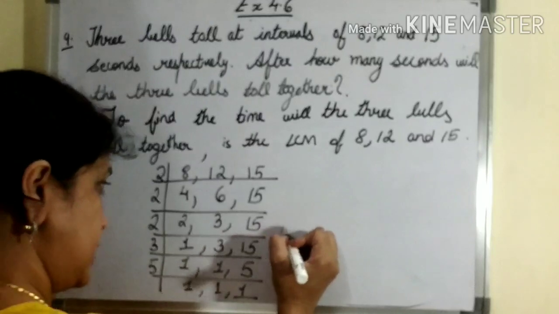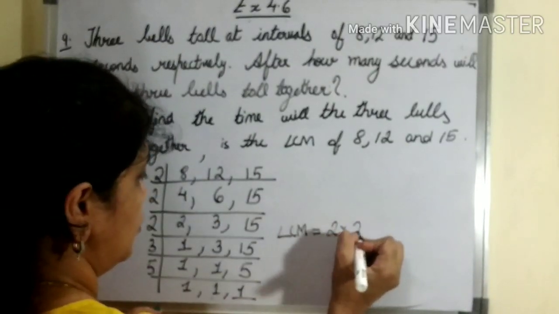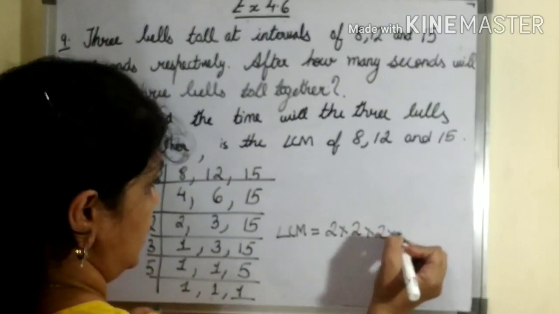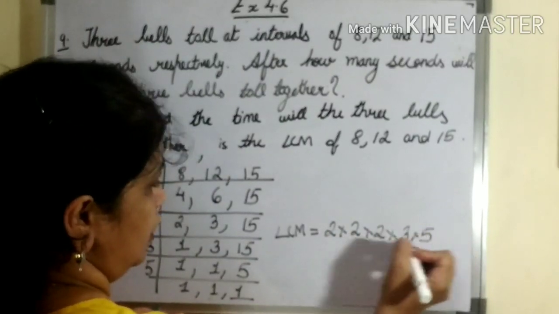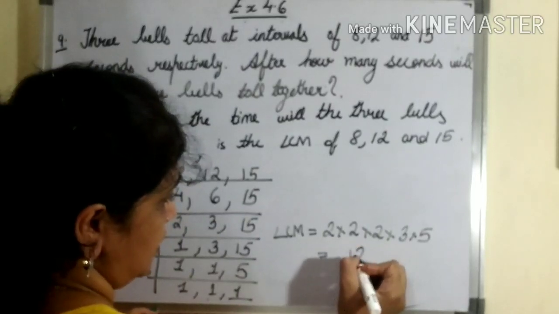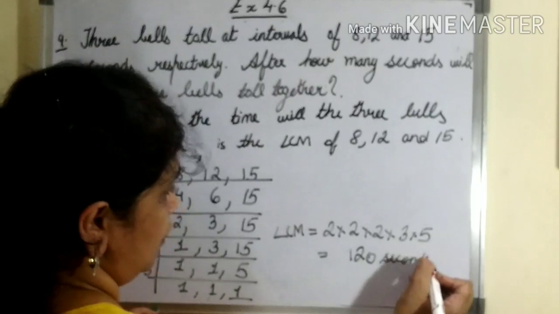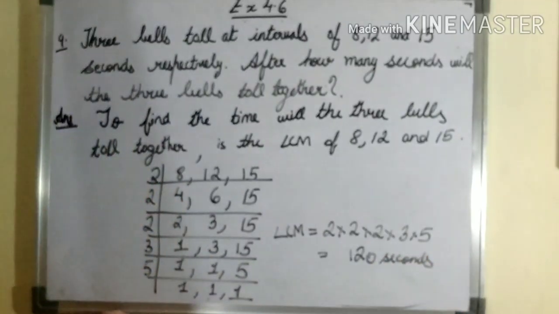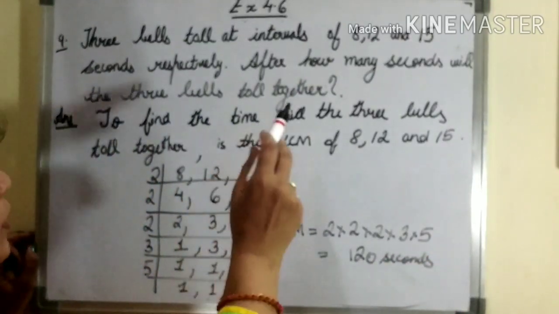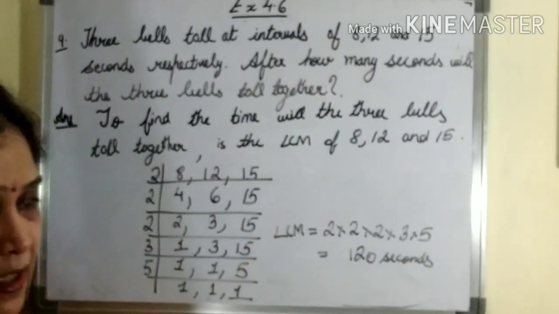Okay. So what is the LCM? The LCM is 2 into 2 into 2 into 3 into 5. 2 2s are 4, 4 2s are 8, 8 3s are 24, 24 5s are 120. Okay. So the answer is 120 seconds. That means the 3 bells will toll together after 120 seconds. This is the answer.